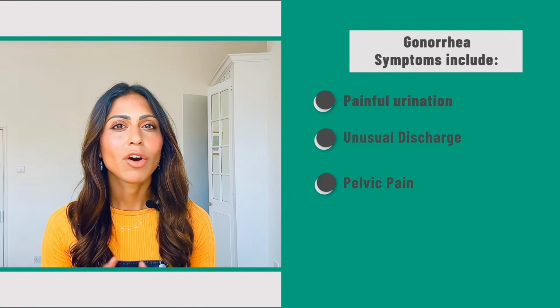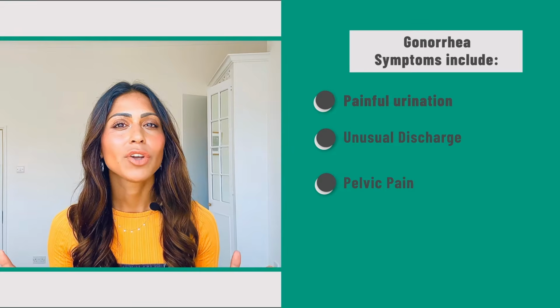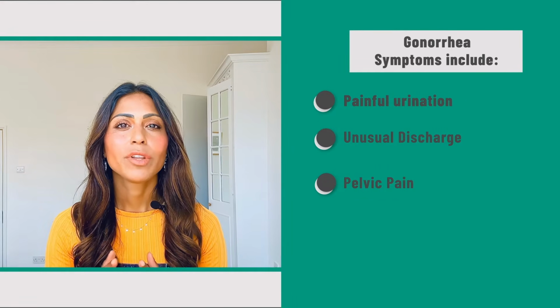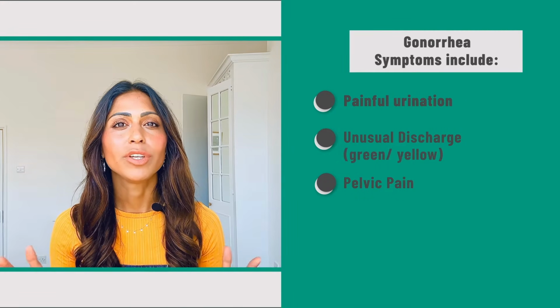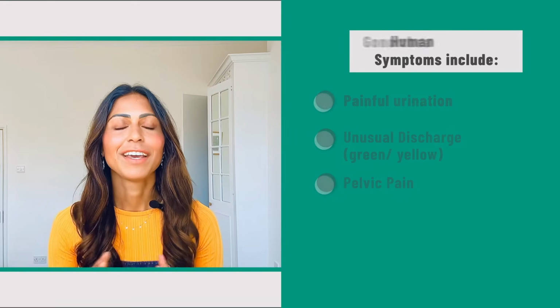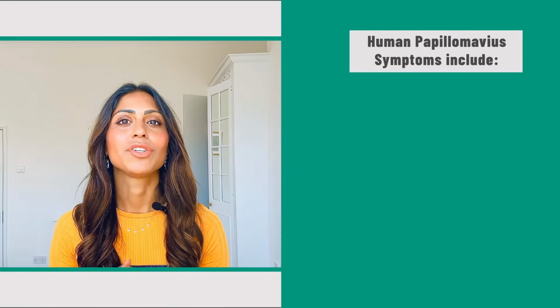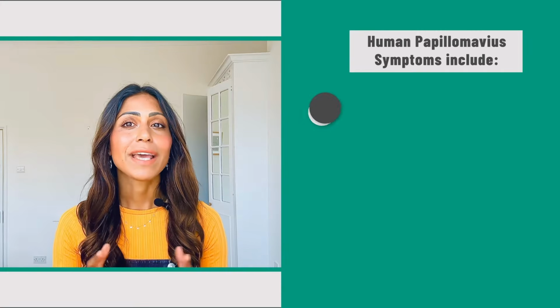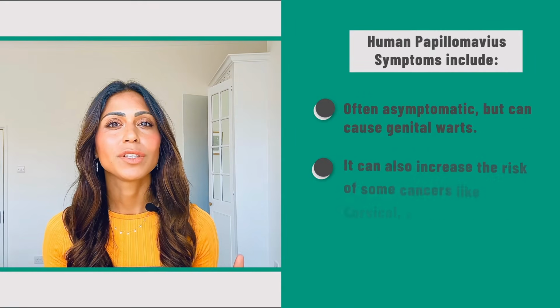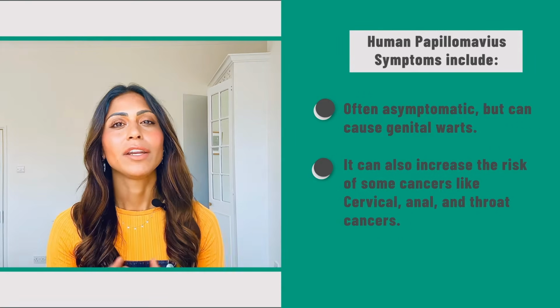However, with chlamydia, often we find the discharge is yellowish, cloudy or clear. With gonorrhea, you might experience green or yellowish discharge. HPV. HPV is a viral infection which is incredibly common. Often it's asymptomatic, but it can go on to cause conditions like genital warts and increase your risk of certain types of cancer.